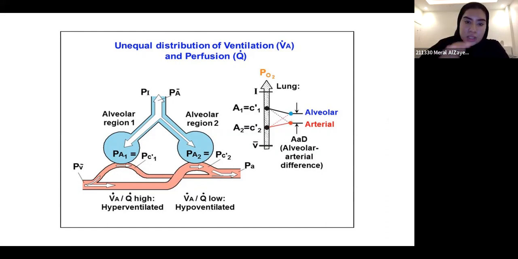This is the same concept for the arterial partial pressure. Okay. Now, the arterial partial pressure of the second one is higher than the first one. The arterial partial pressure in region 2 is higher than region 1, right? Because there's more perfusion in region 2 than region 1. Is that clear so far?